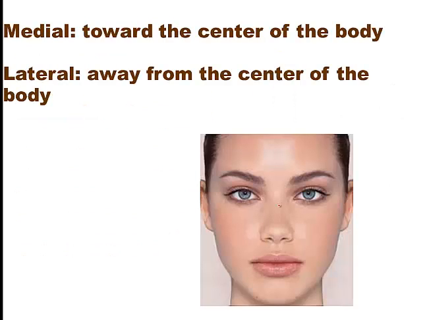A couple other words we're going to talk about are medial and lateral. If you look at this picture, imagine there's an imaginary line going right down the center of her face. Medial means something that is towards the center of that line, and lateral is anything that is away from the center of the line. Again, we have to talk about things in reference to something else. So the eyes are medial to the ears. They're closer to the center of the line than the ears are.